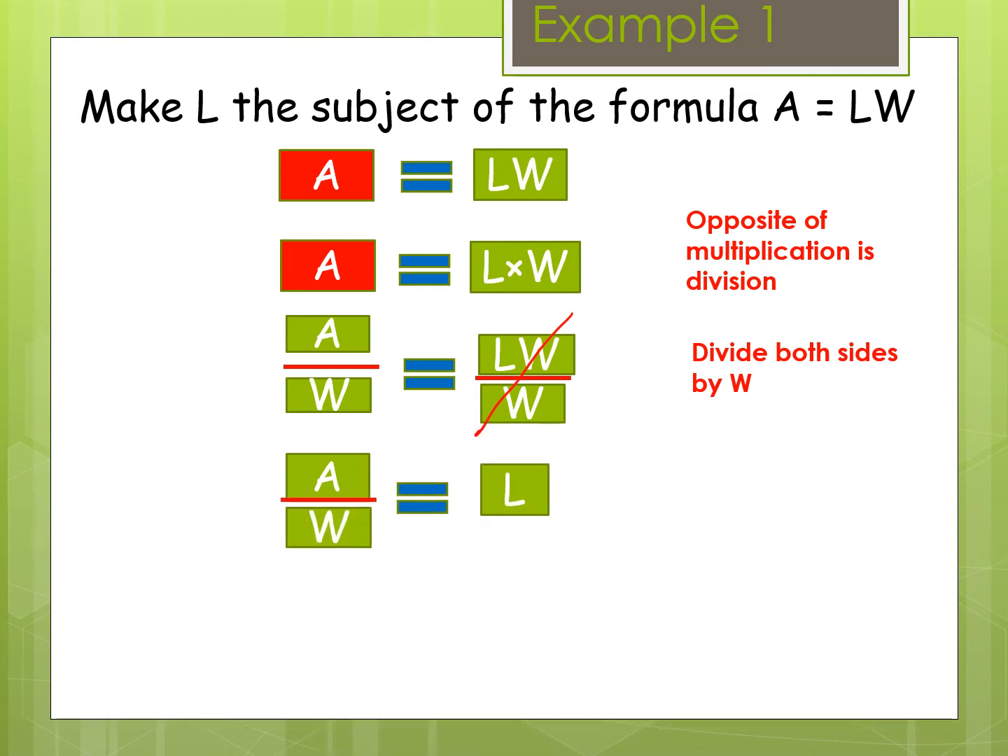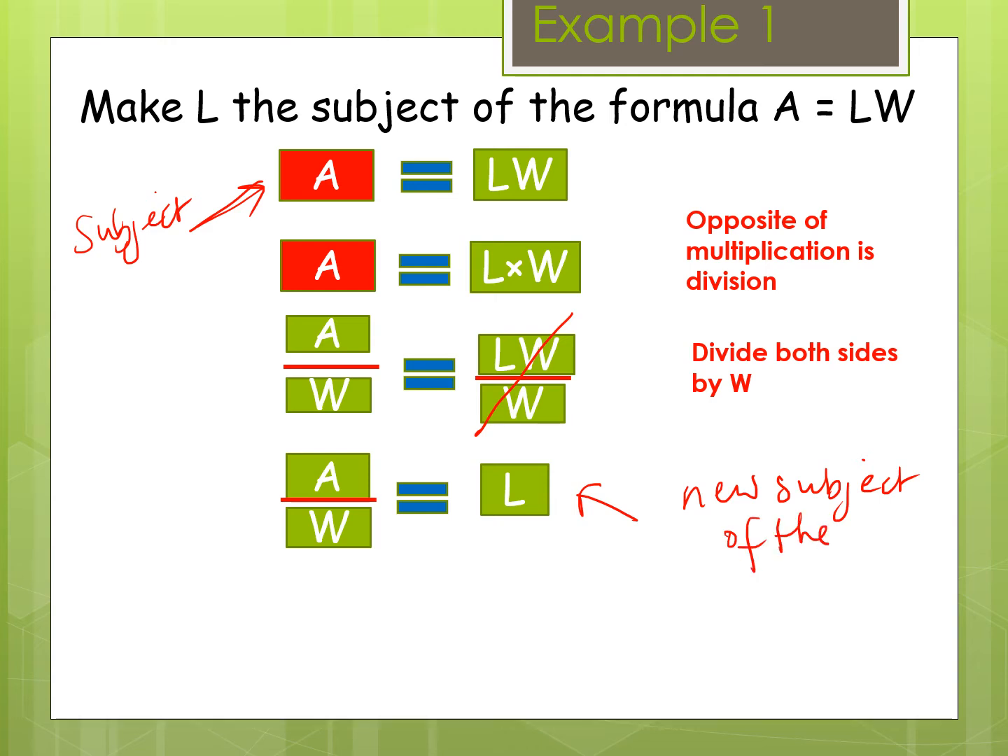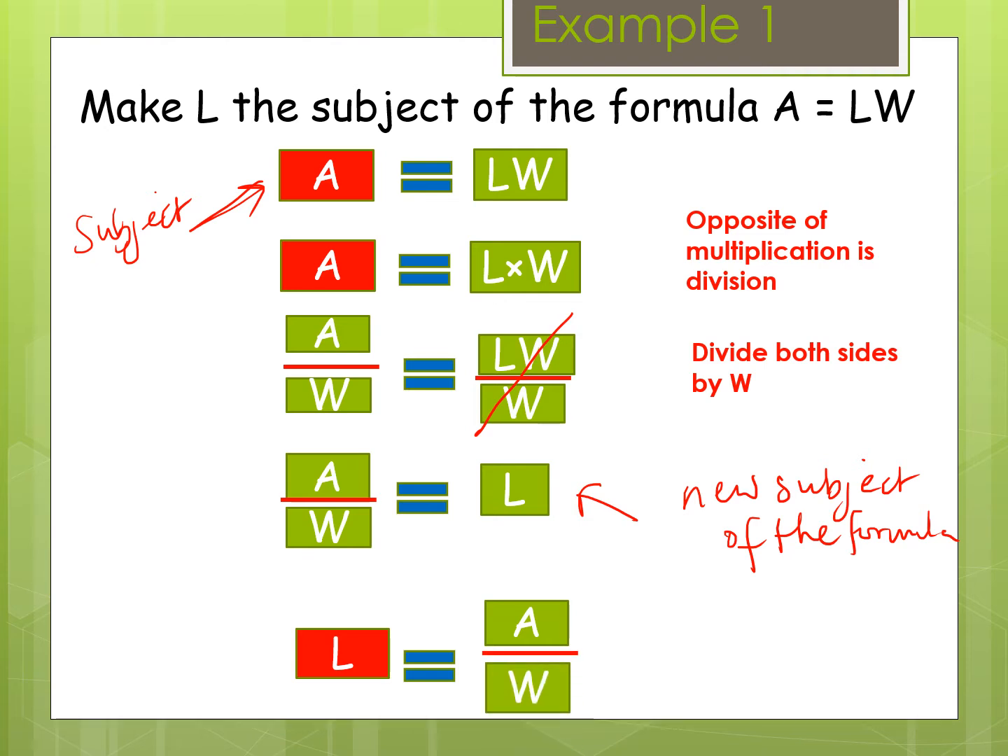So before, the subject of our formula was A. We have rearranged it to have L as the new subject of the formula, which is what was asked. Now we can turn it around and it can be L equals A over W. So to find the length, we need to divide the area by the width.